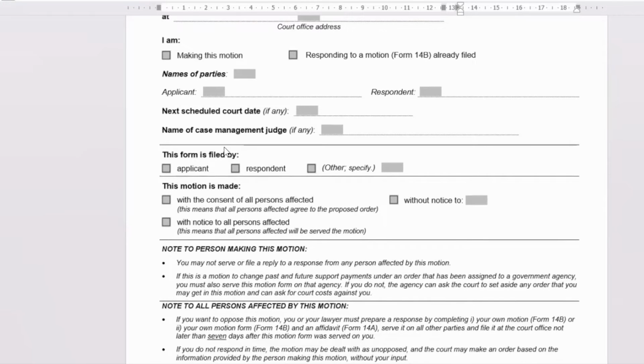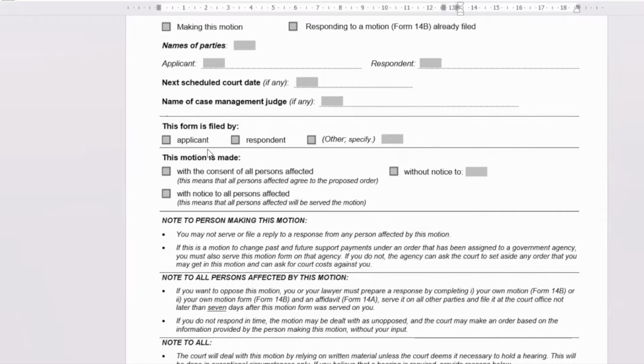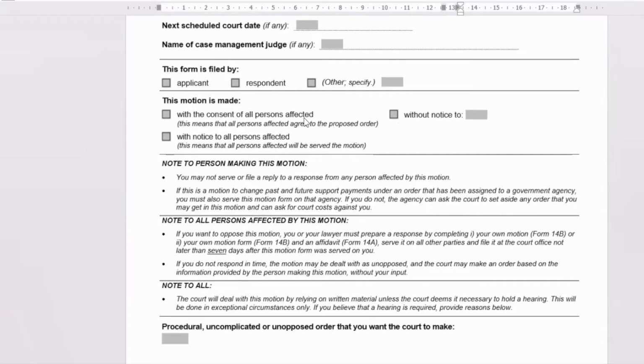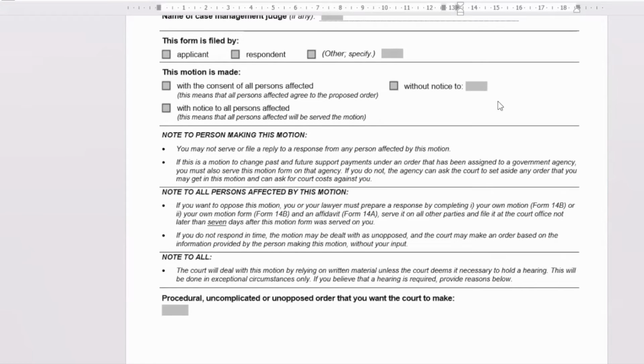And again, this form is filed by, if you're the one making the motion, are you the applicant, the respondent, or another party? That's really, really rare. So you'll either be the applicant or the respondent. And this motion is being made with the consent of all persons affected, or just with notice to all persons affected. So you've let them know. They might not necessarily have agreed by consenting, but they know about it. Or it's being brought without notice to, and then you would put in whoever you're bringing the motion without notice to.